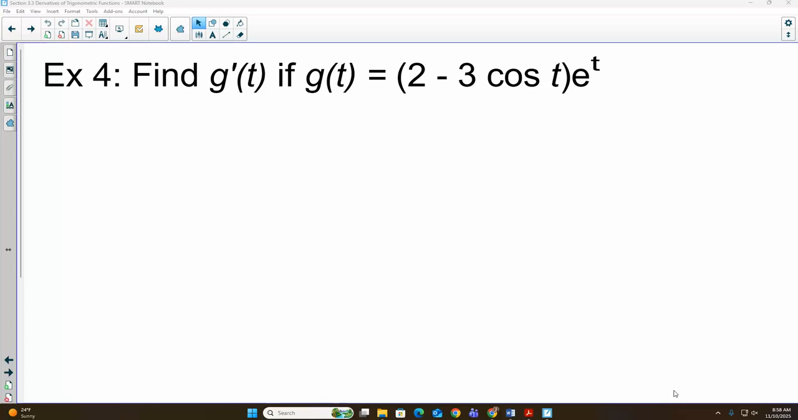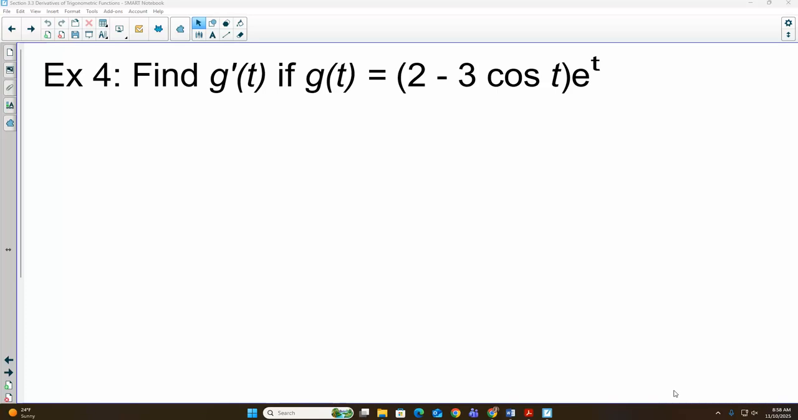And so far, we have talked about the derivative of sine, cosine, and tangent. What was the derivative of sine? Cosine. What's the derivative of cosine? Negative sine. And the derivative of tangent? Secant squared. Remember, we did that one doing the quotient rule.